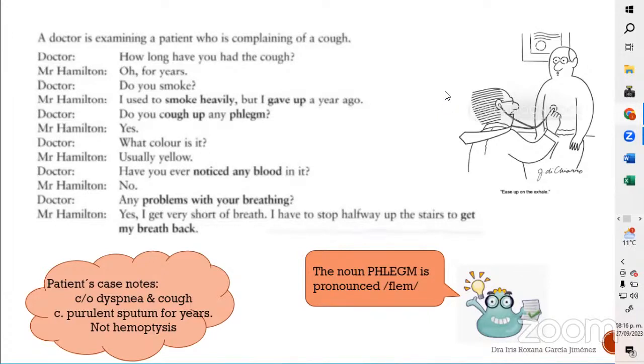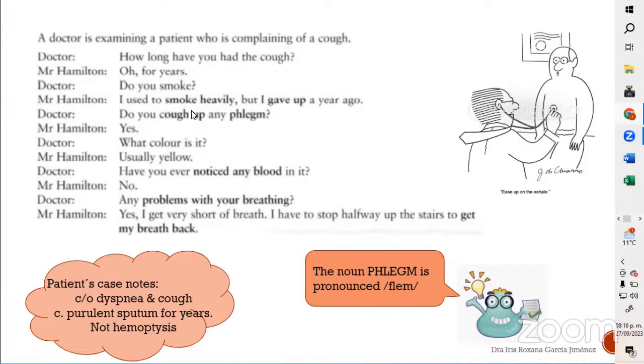Okay, thank you both. Thank you so much. So you can see in blackened words, we have some expressions. For example, smoke heavily. The meaning of this is the patient is smoking more than 5 cigarettes per day. Okay. I used to smoke heavily. I used to smoke a lot, extremely a lot, right? But I gave up a year ago. I gave up, I left it. I'm not smoking at this moment.